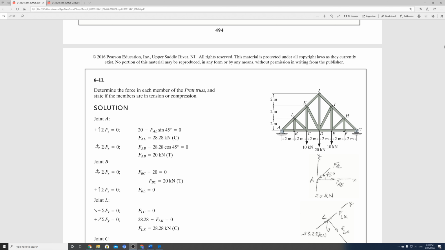Okay. So at point A, in the y direction, you're going to have 20 kNewtons going up, which is right here. And then it's FAL times sin 45 degrees, equal to 0. You'll notice that the direction was drawn as being under compression, and that's why it's a negative here. All right. So what we find is that since it comes out to be positive, the direction was correct. So it's a compression. It's pushing into this point, which means also that at point L, it's also pushing into it.